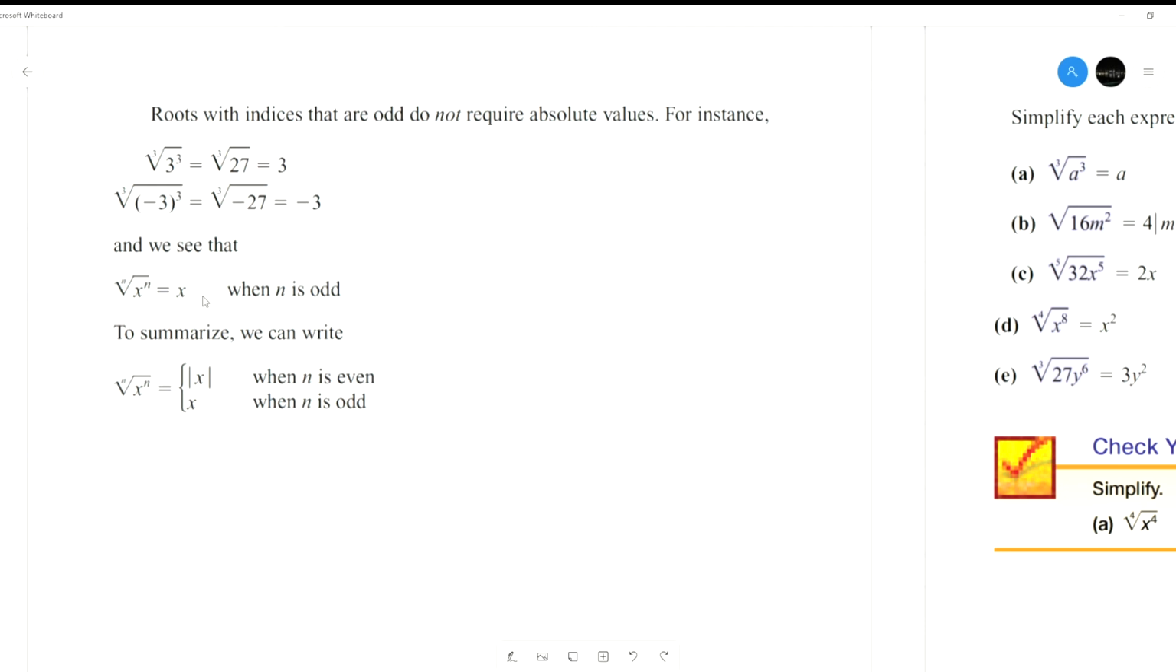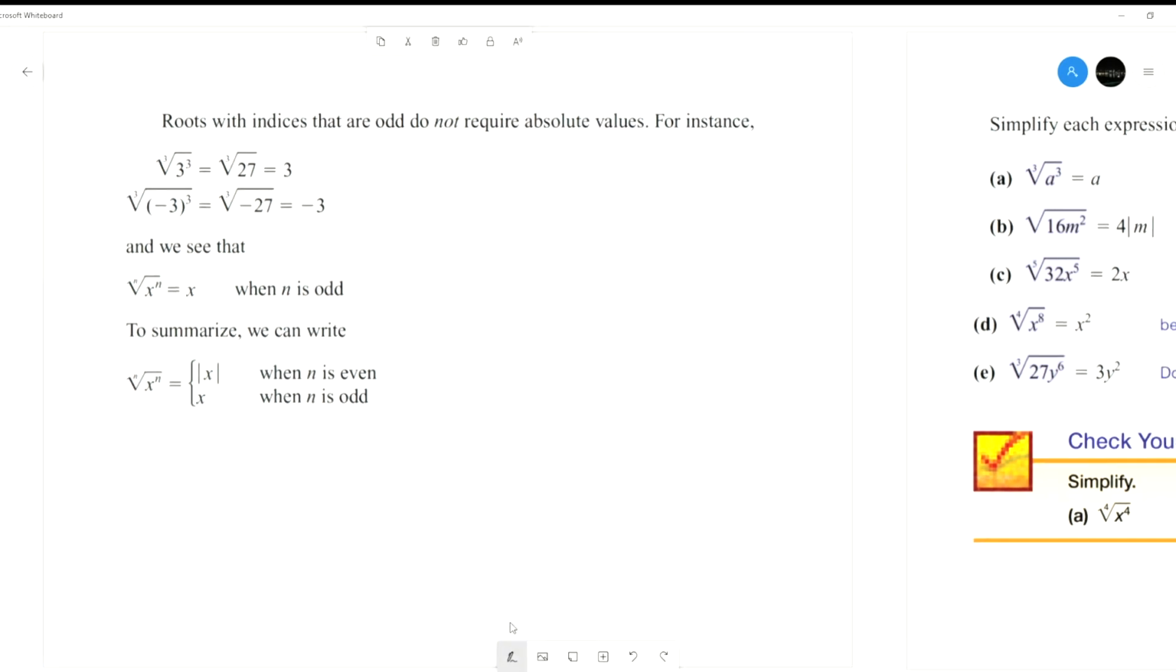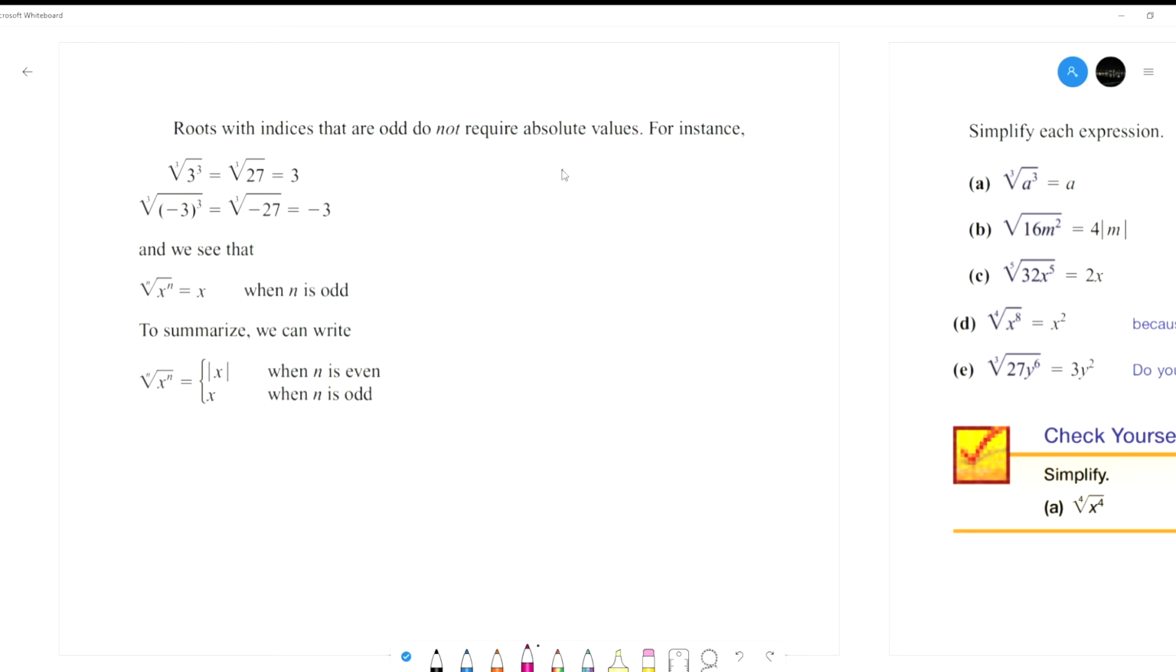So now that we did the square roots, we're going to look at cube roots. When you do the cube root, earlier we did this, right? The square root of 16 squared is 16, right? The square root of negative 16 squared is the absolute value of negative 16, which is positive 16.